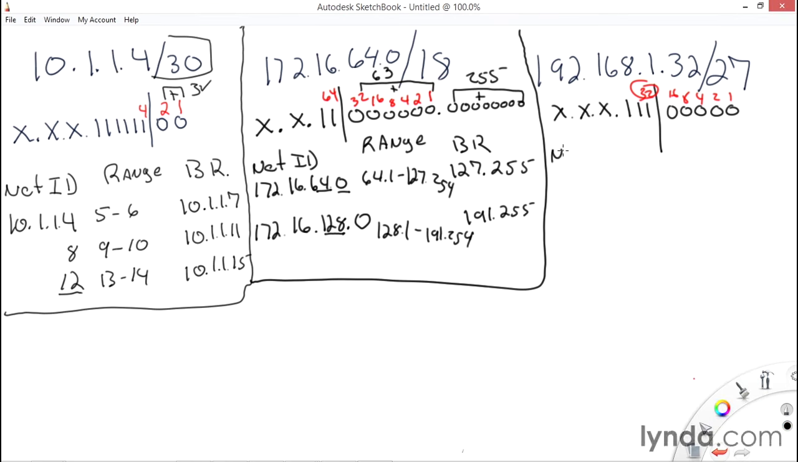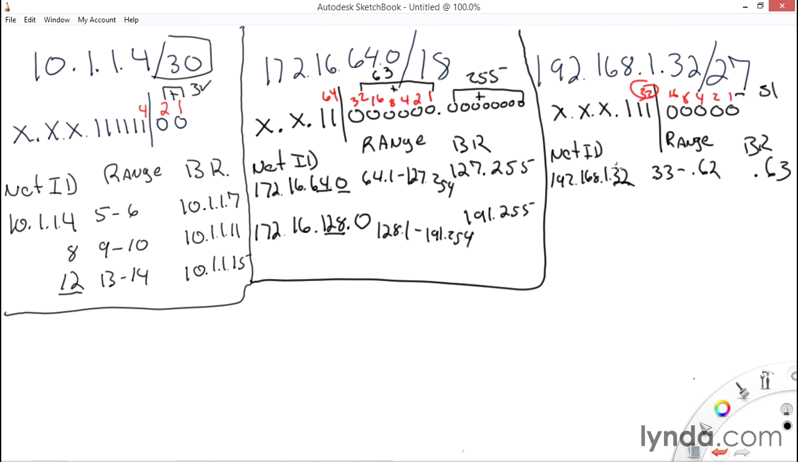So our net ID is 192.168.1.32. Our broadcast would be what? 32 plus the sum of these bit values, which is 31. So this would be 63. 192.168.1.63. And what is the range? Dot 33 to dot 62.